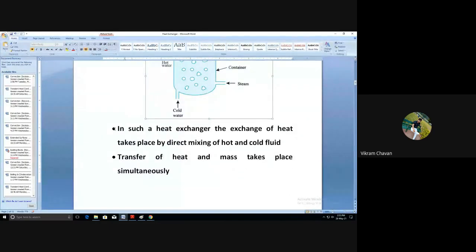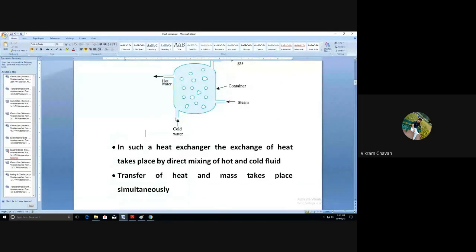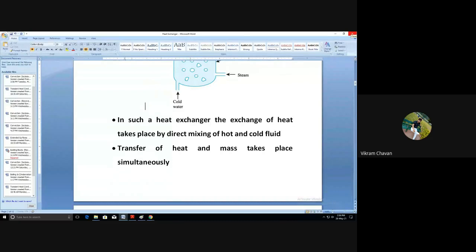Shall I move ahead? You can write: in such a heat exchanger, the exchange of heat takes place by direct mixing of hot and cold fluid.